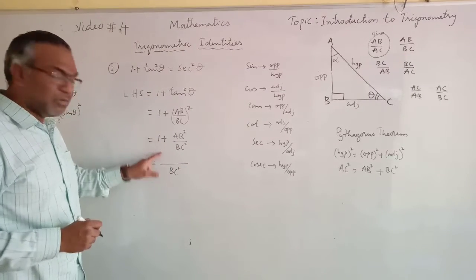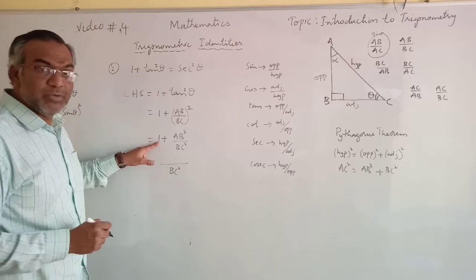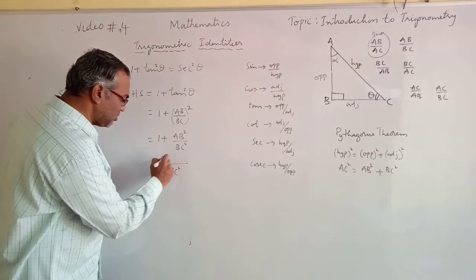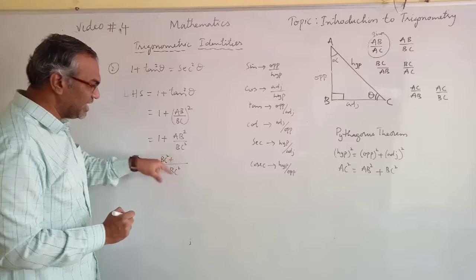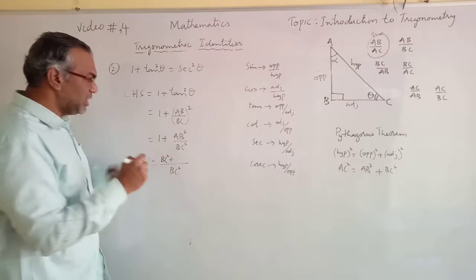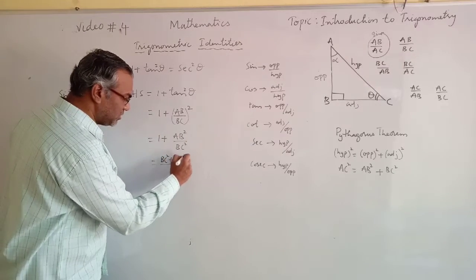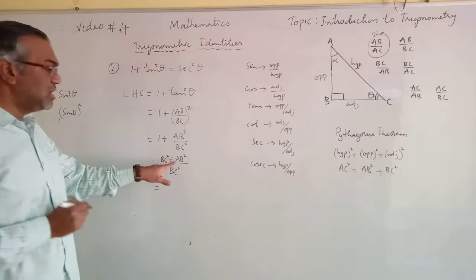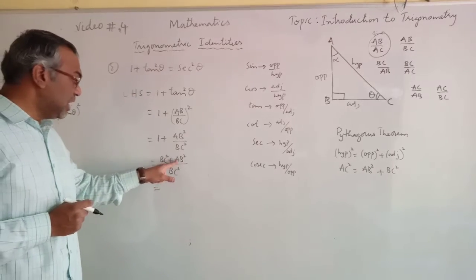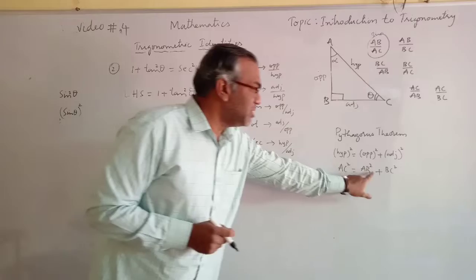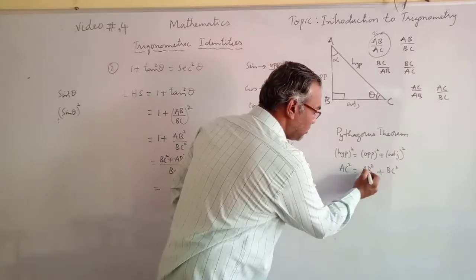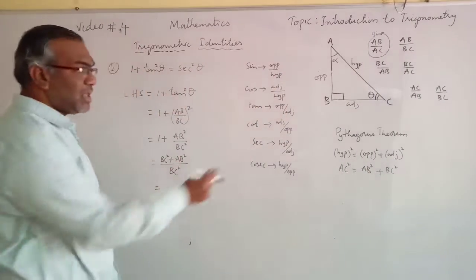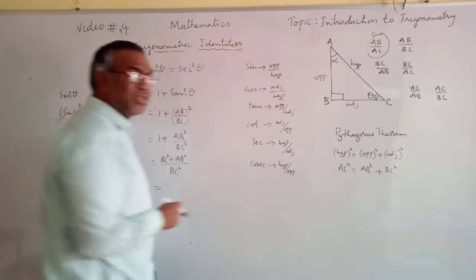When it doesn't have a denominator, BC square will directly multiply with 1. BC square into 1 is BC square. But in this case, these two will get divided. 1 remains. 1 into AB square is AB square, right? Now again, if you observe carefully, we are getting here Pythagoras theorem. AB square plus BC square, and AB square plus BC square is equal to AC square.